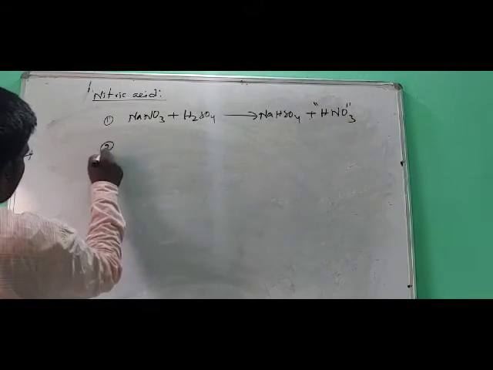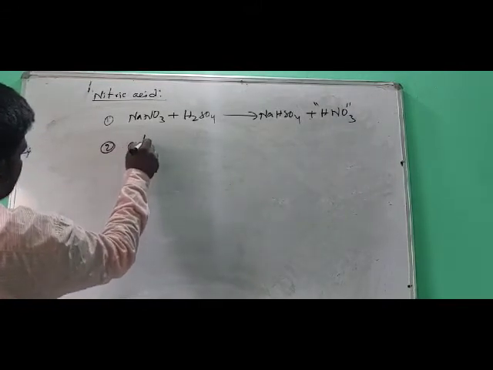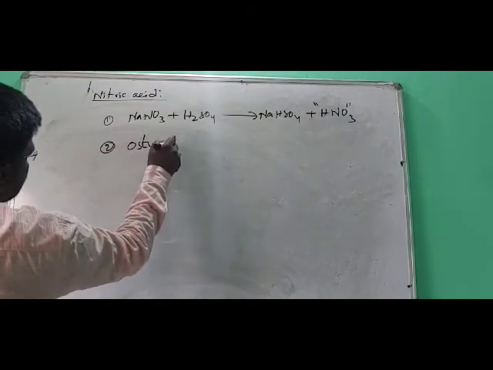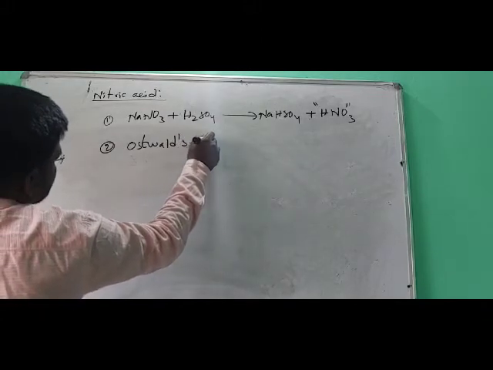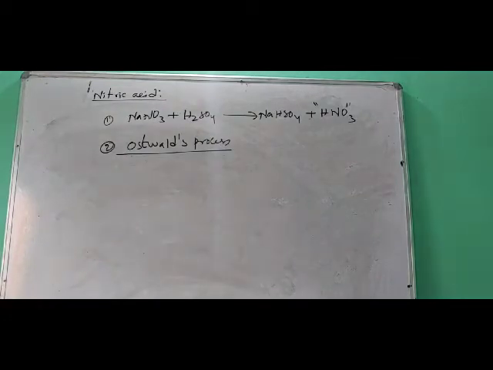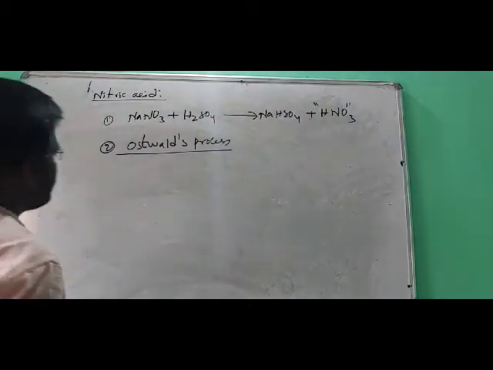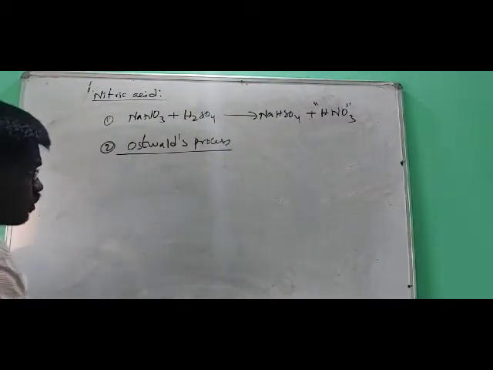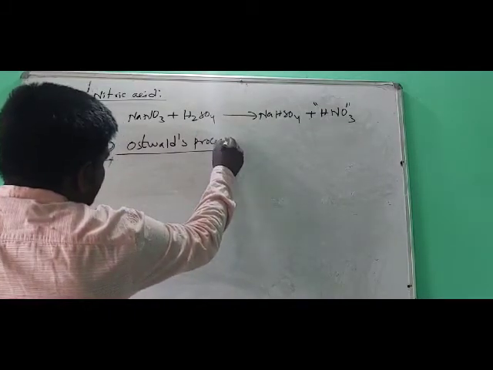And the second one is Ostwald's process. This is the best method to prepare nitric acid on a large scale, right? So in this process, three steps are involved.